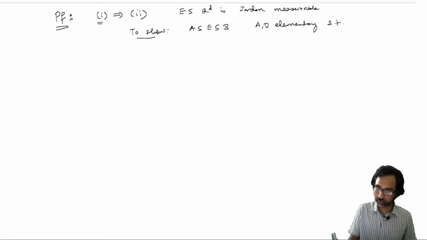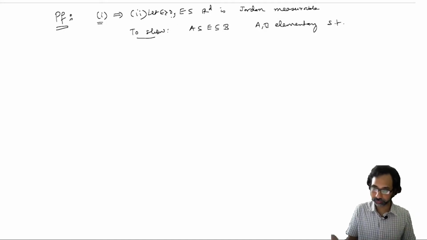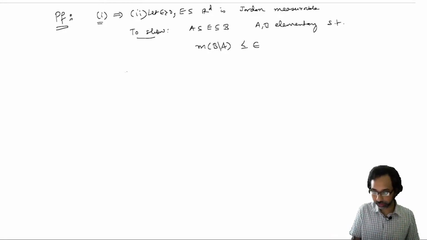such that, so let us fix first an epsilon greater than 0, and given this epsilon we have to find A and B elementary such that the measure of B minus A is less than or equal to epsilon. So let us start with the definition of inner Jordan measure.